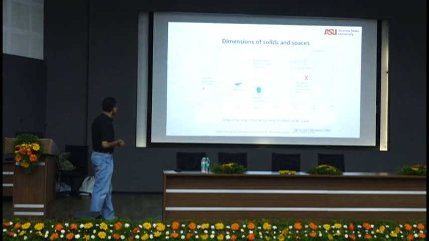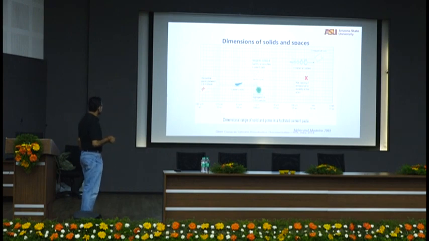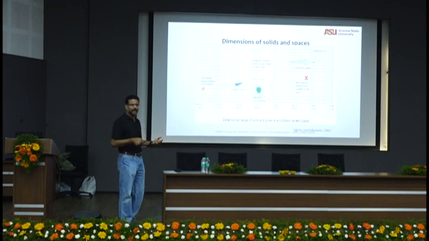Dimensions of solids and spaces. So you see here about 1 nanometer spacing between CSH sheets. I said 1.8 nanometers, right? 18 angstroms is 1.8 nanometers. So you see here 1.8 nanometer spacing between the sheets.